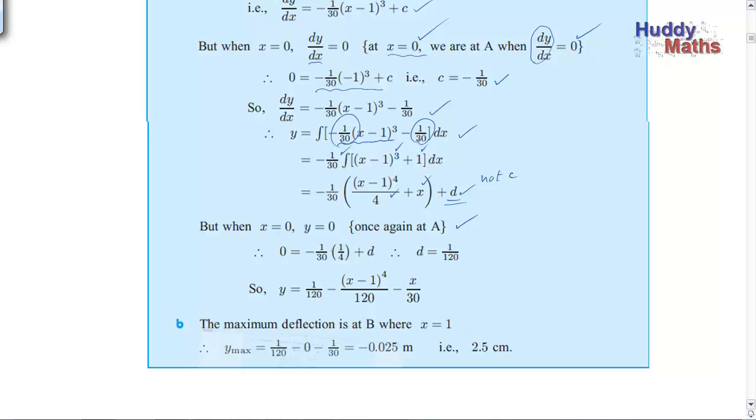Okay, so now to evaluate D: x is 0, y equals 0 at the end, where it's fixed. Substituting those values in, x is 0, y is 0, we get this, and then we can get D is 1/120th. So the deflection equation, coming back through two integrations, is going to be this one here, and the maximum deflection is when x is going to be equal to 1.